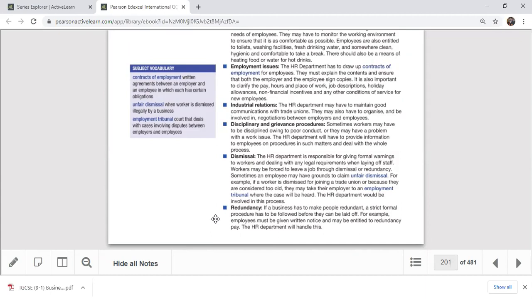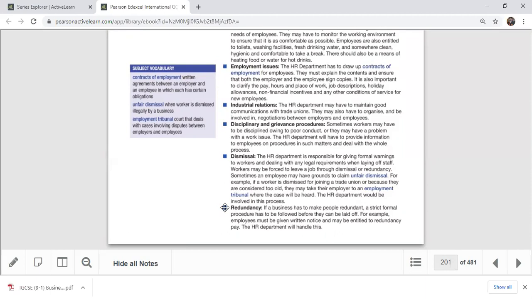Redundancy means a kind of procedure where you tell them to go home, like laying off staff. You must give some written notice beforehand. For example, in the case of COVID-19, you are closing the factory, so you make them redundant. Redundancy is not because of their disciplinary action or anything, it is because of the organization: they don't have work to do, so they are unprofitable.